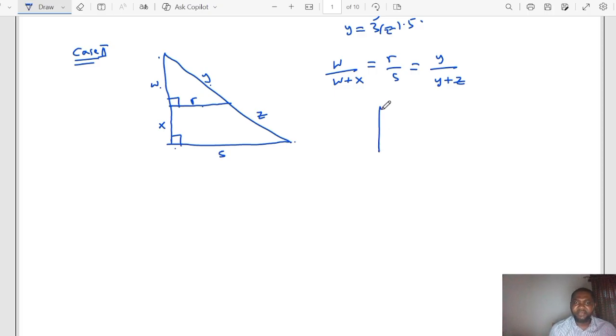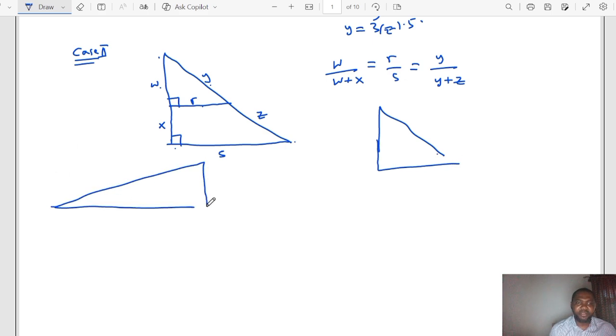So if I have, let's say, something like this, it doesn't have to be like this. As a matter of fact, you could see it being placed this way. But once you see a case like this, you know you're dealing with similar triangles. You have a right angle there, you also have a right angle there. You don't need to think twice.